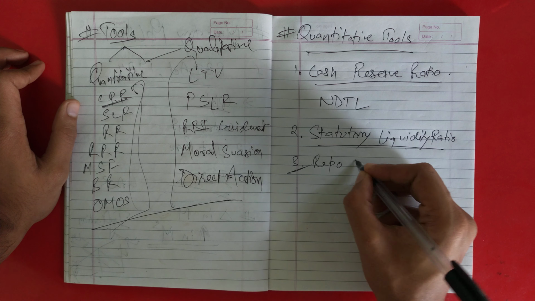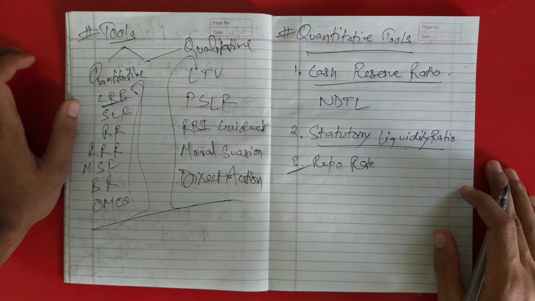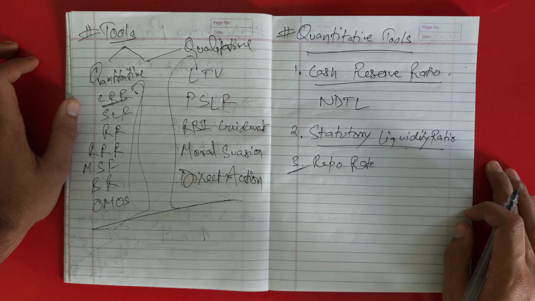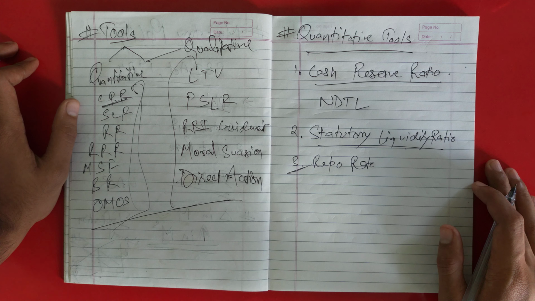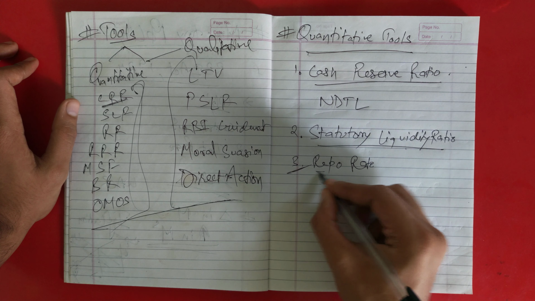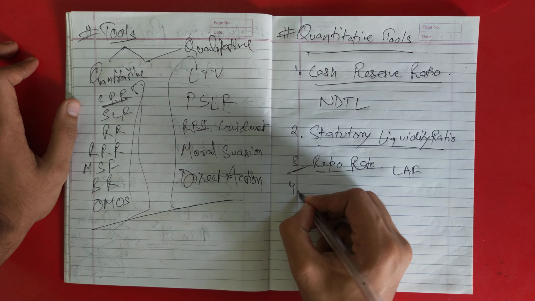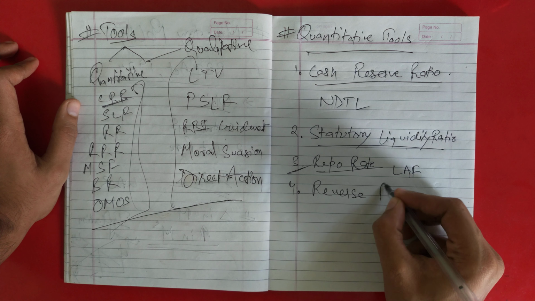repo rate. So repo rate is the fixed interest rate at which the Reserve Bank provides overnight liquidity to banks against the collateral of government and other approved securities under the liquidity adjustment facility, that is LAF. Okay. Fourth, we come to reverse repo rate.